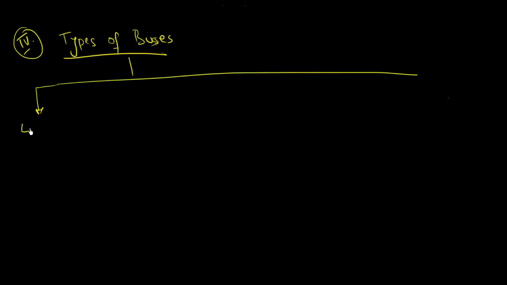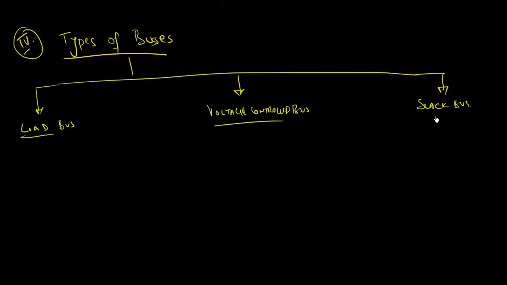So you have your load bus, you have voltage controlled bus, and you have what's called the slack bus. A load bus is also known as the PQ bus, and we'll get to that in a bit. A voltage controlled bus is a PV bus, and a slack bus is a V delta bus.